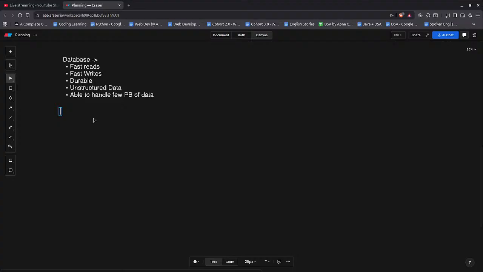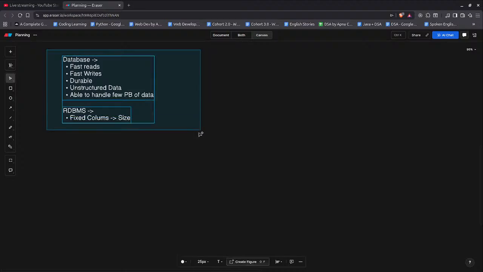So let's have everything here. RDBMS, Relational Database Management System. What exactly happens here is that it has fixed columns, right? Those columns have fixed sizes, so it's easy to determine the size of a particular column. Hence we will be able to calculate the overall database storage that we need. But in the case of unstructured data, that's not guaranteed, so we'll have a look at that.